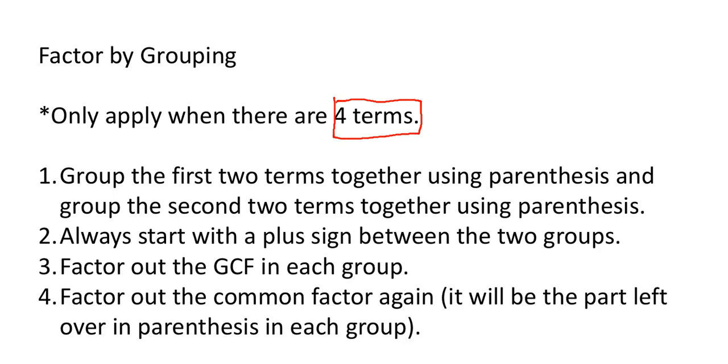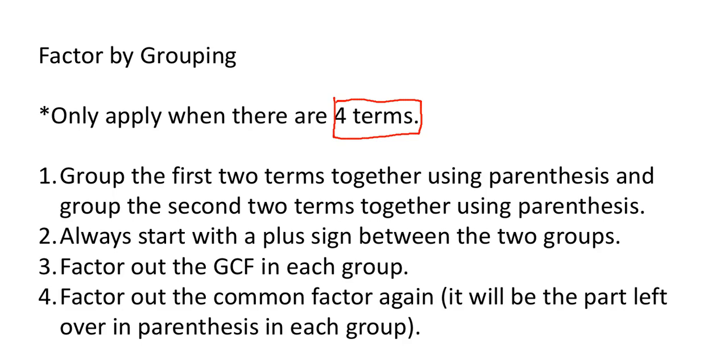Then you factor out the greatest common factor in each of your groups. So you have 2 groups there, factor out the common factor in the first group, factor out the common factor in the second group. What should happen for these problems is the thing that's left over in the parentheses for each group should match up. So the parentheses from the first group should end up matching the parentheses in the second group, which means it's a common factor that you can then factor out again.